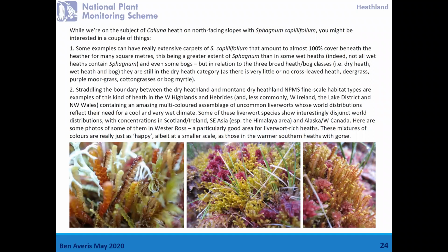Lichens play a big role in some of these heaths. So yeah, these are beautiful plants, and some of them are very disjunct in their distributions around the world. The ecological links with places like the Himalayas and British Columbia can be seen among some of our northwestern heaths.